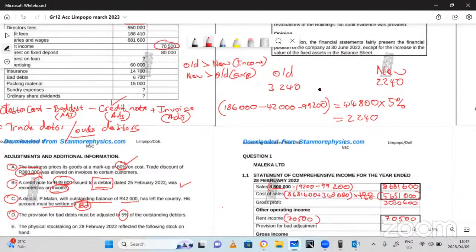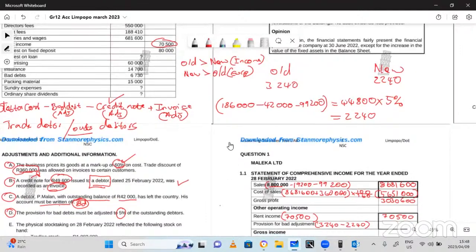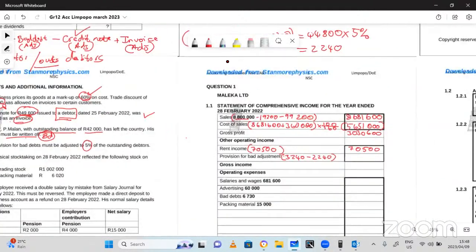But what are we actually going to record? We are not going to record these figures. We are going to record the difference. So how are we looking for the difference? We're going to take the bigger amount, which is 3,240, and subtract the smaller amount, which is 2,240. So by jongering there, you can see the difference is 1,000 rand without even punching it on your calculator.